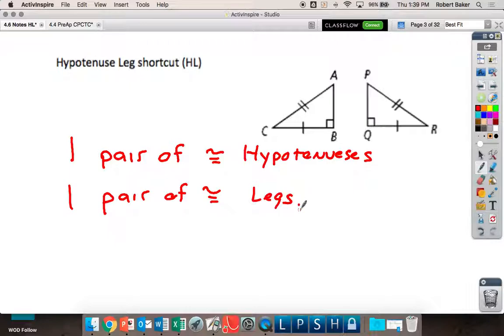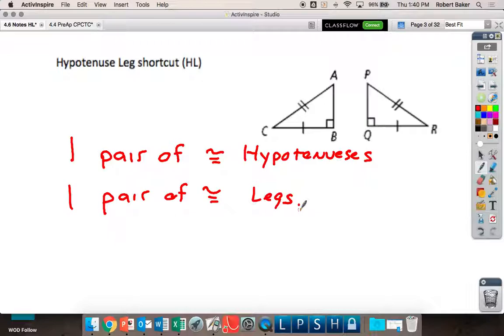This is a really good one. You have to do two things. One, is it a right triangle? Yes. Do I have an H and do I have an L? Yes. It has nothing to do with angles. For the HL shortcut, you don't need any angles, just an H and an L.